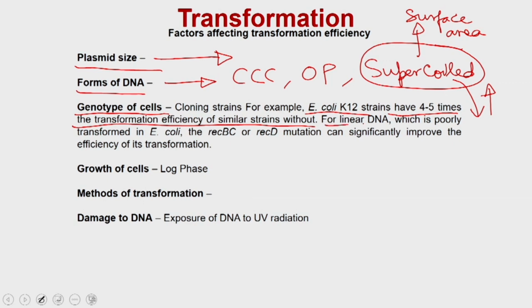For example, linear DNA is poorly transformed. Compared to closed circular DNA, linear DNA is not transformed very efficiently in E. coli, but if you have an E. coli strain with mutations in these two genes, recB/recC or recD, then it improves the transformation efficiency very significantly. Then, as we have already discussed, if you are preparing competent cells, you always have to try to use log phase cells.